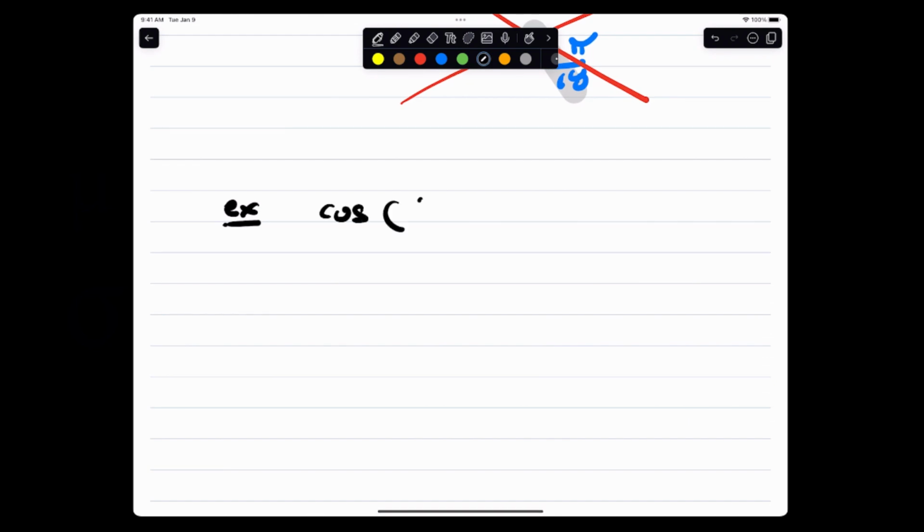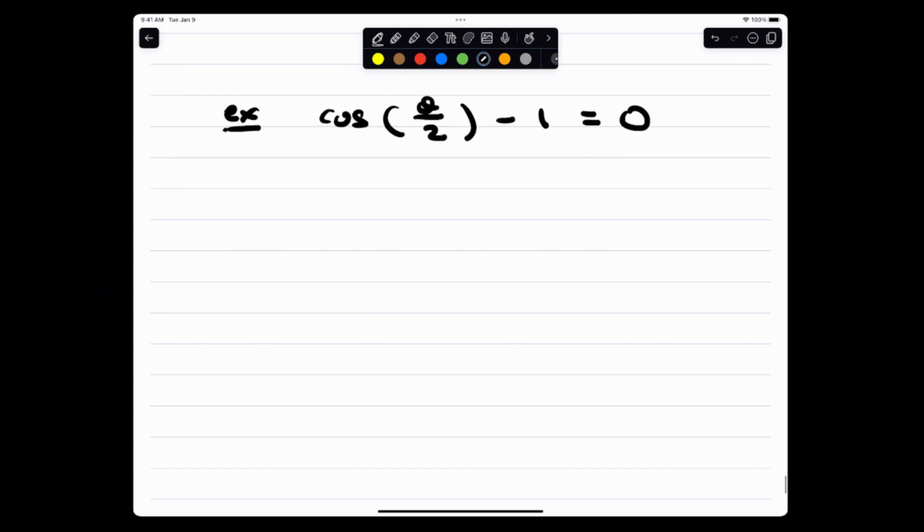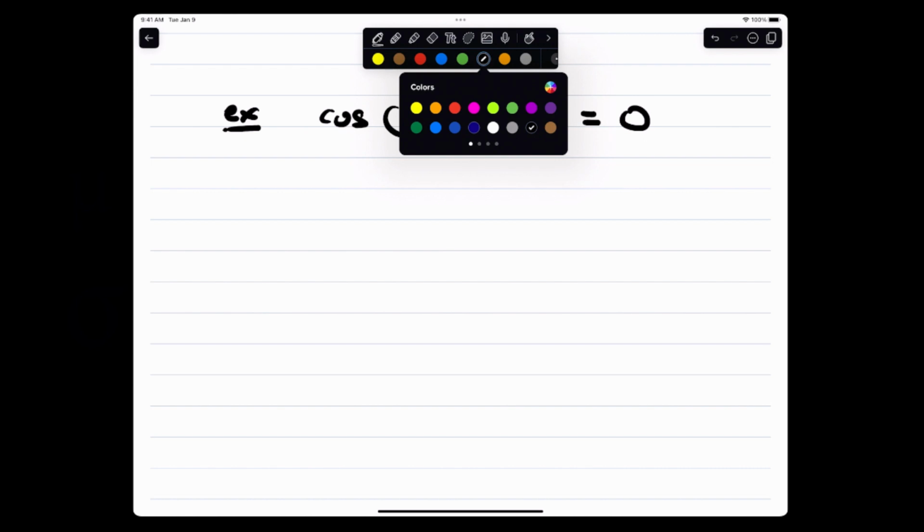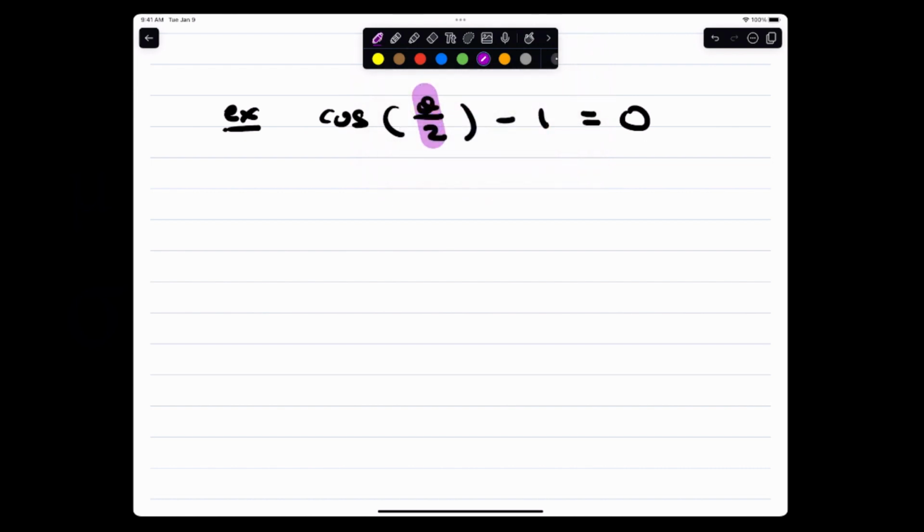For one, would they say cosine theta over 2 minus 1 equals 0? You go, well, what happens here with these multiple angles here? This is not just theta. So you go, is that still multiple angles? Yes. It's not theta, so let's let what?